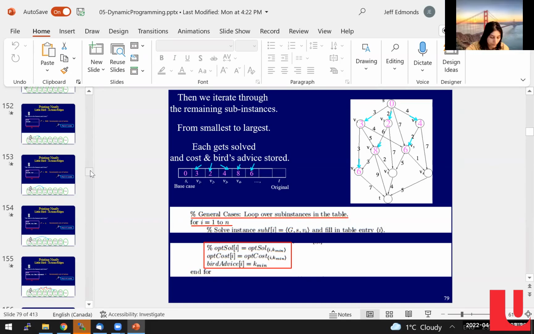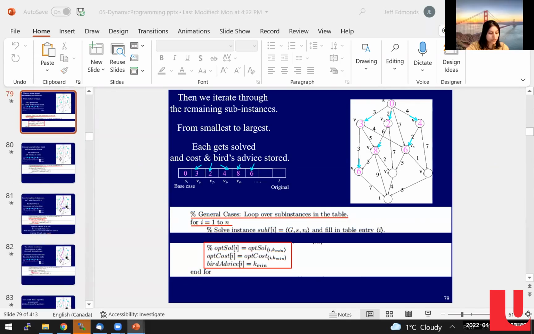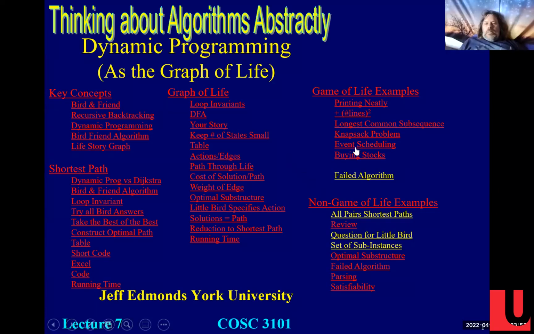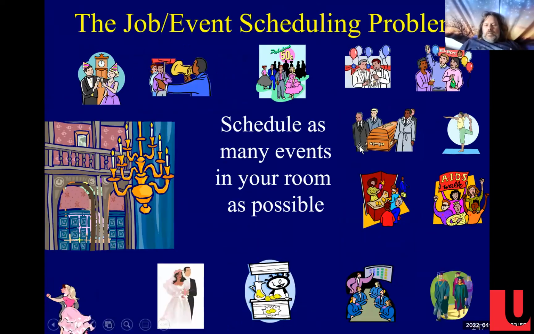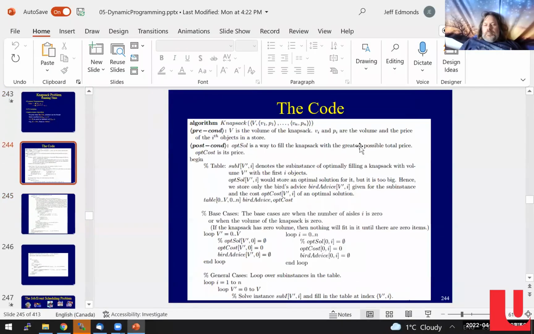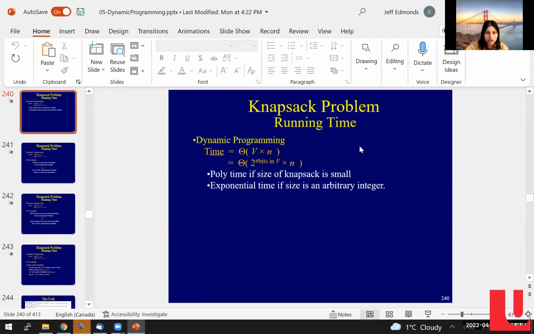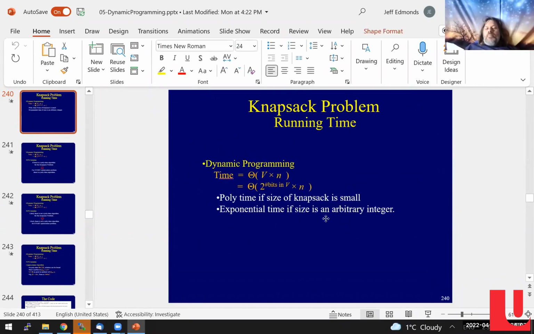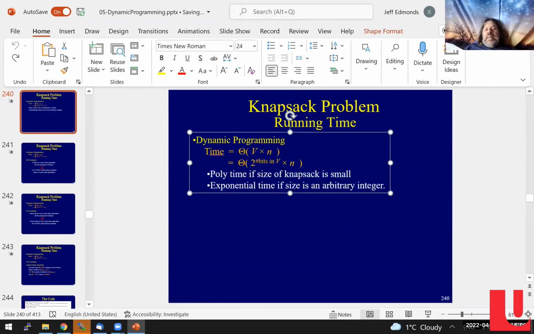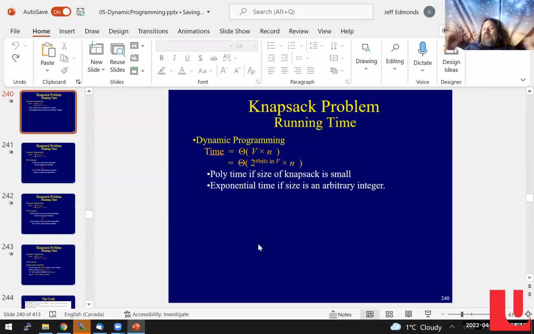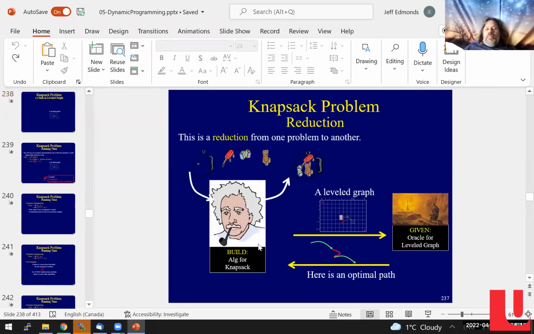Okay. And can you also explain the exponential formula? Yes, all right. So let's look at slide 240 to 243. So the running time is always the number of sub-instances times the number of bird answers.